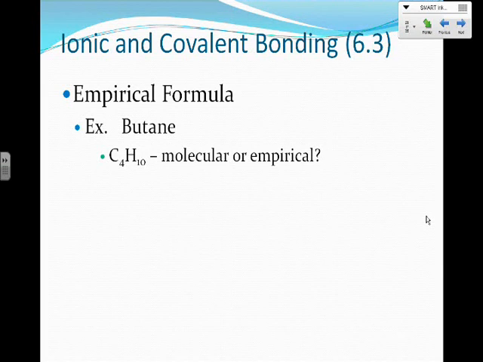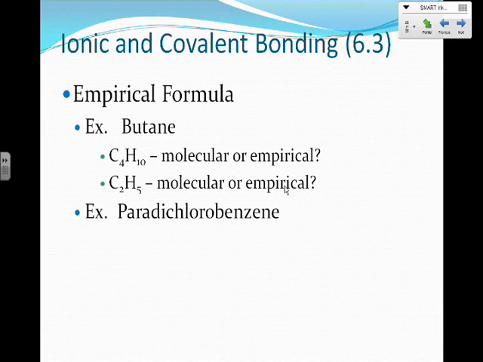Now, let's look at an example. Butane. Which one of these is the molecular formula and which one is the empirical formula? Pause the tape and make your decision. All right, C4H10 is the molecular formula. Okay, it's this one. C2H5 is the more simplified version, so it's the empirical formula.